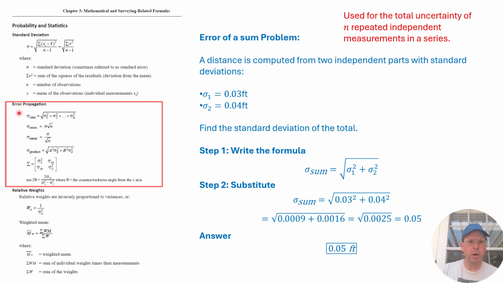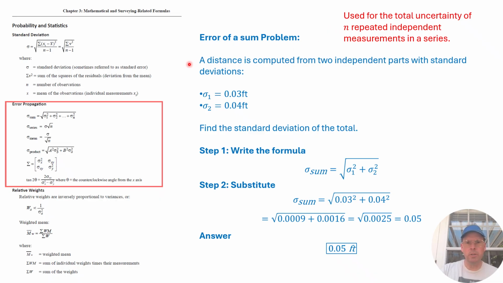And you have these error propagation formulas. So we'll go ahead and just go through these examples. The first one is the error of a sum that comes up here. It's used for the total uncertainty of n repeated independent measurements in a series, okay?